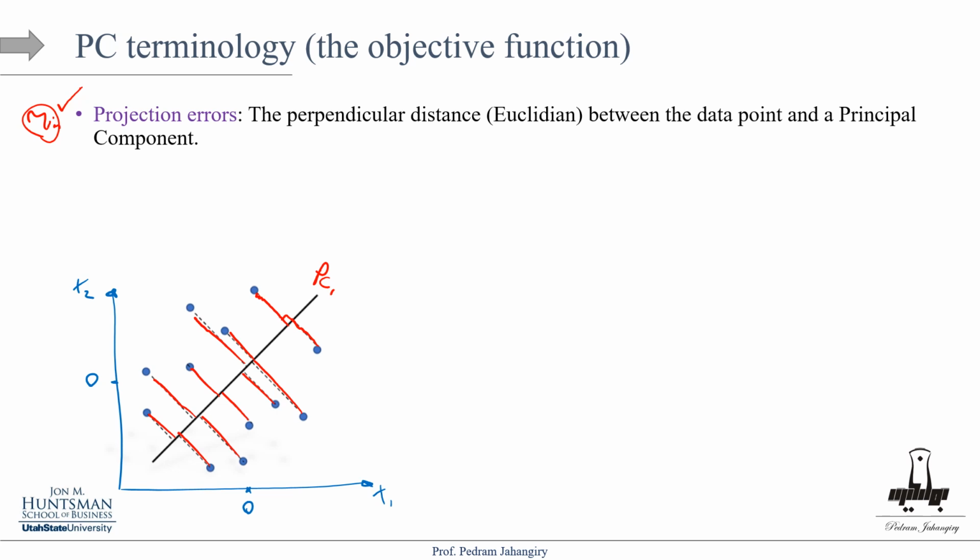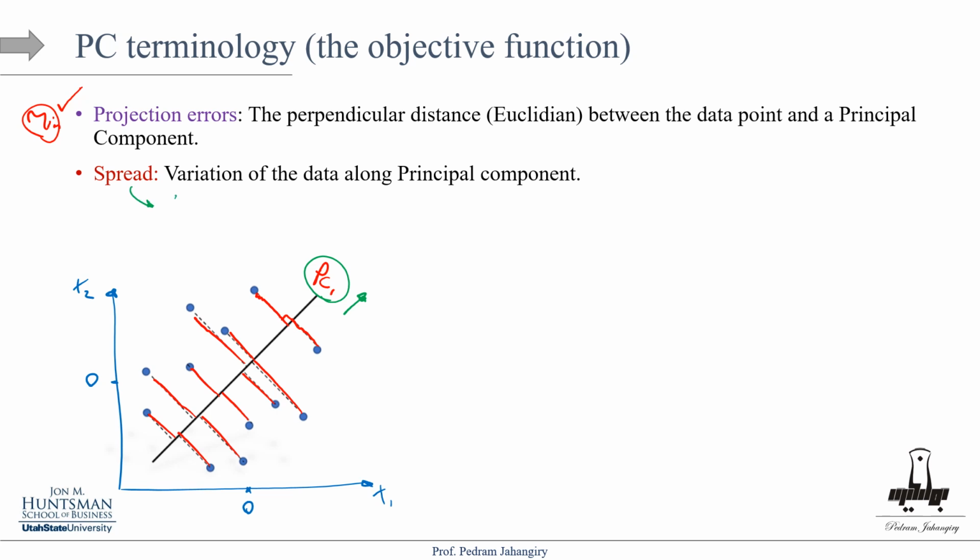Alternatively, you could maximize something else, which is called spread. Spread is the variation of the data along the principal component. So imagine this is your principal component and this is the direction. Basically, spread, you can think of it as the variance of the projections as well. So this is your projection number 1, projection number 2, number 3 and 4 on top of each other, 5, etc. Right? So these are the projections. And the goal is to maximize this spread.